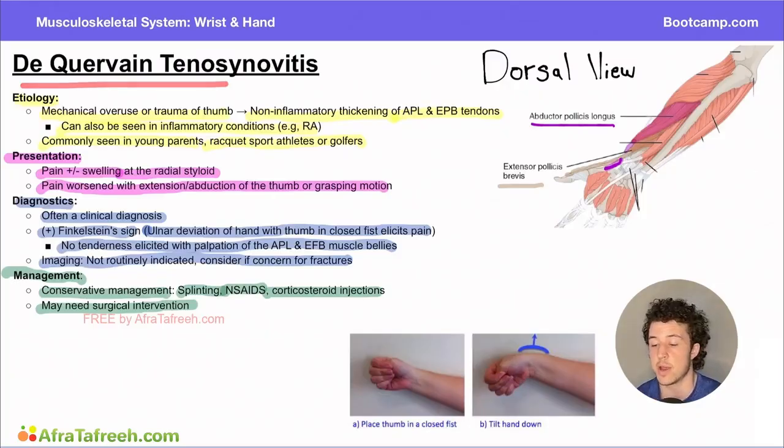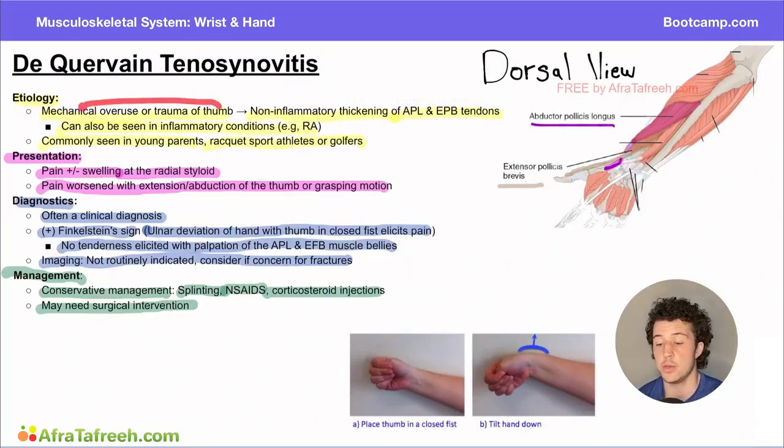De Quervain tenosynovitis is the non-inflammatory thickening of the abductor pollicis longus and extensor pollicis brevis as they move through the first dorsal compartment on the back of the forearm going into the hand. It's associated with overuse and trauma of the thumb, but can also be seen in inflammatory conditions or idiopathic.